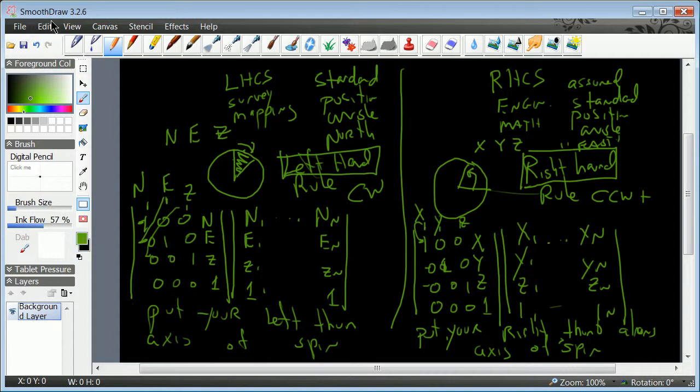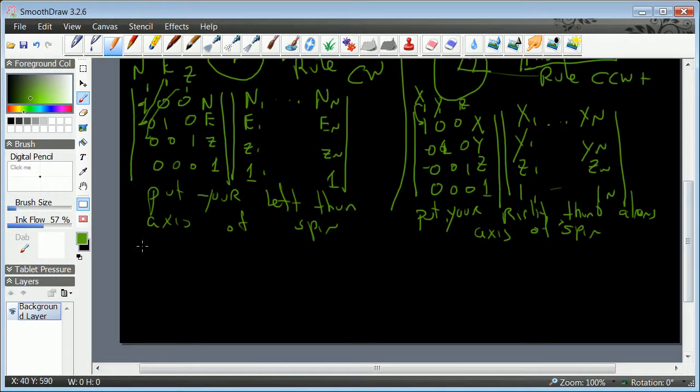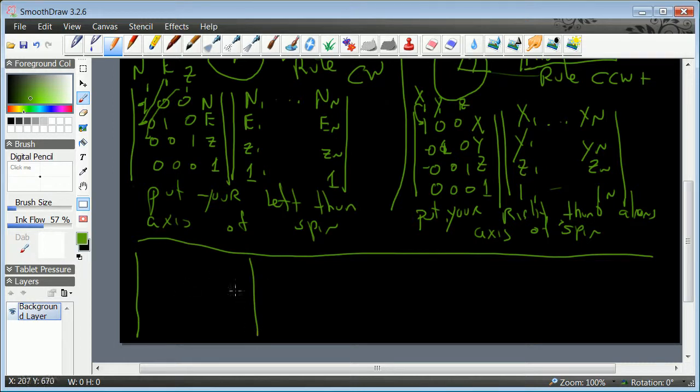So let me go ahead and let's see if we can move down here. I guess we got a little space down here in the bottom. Which means when you use those angles here, a transformation, for instance, let's say you're going to turn about the northing axis.